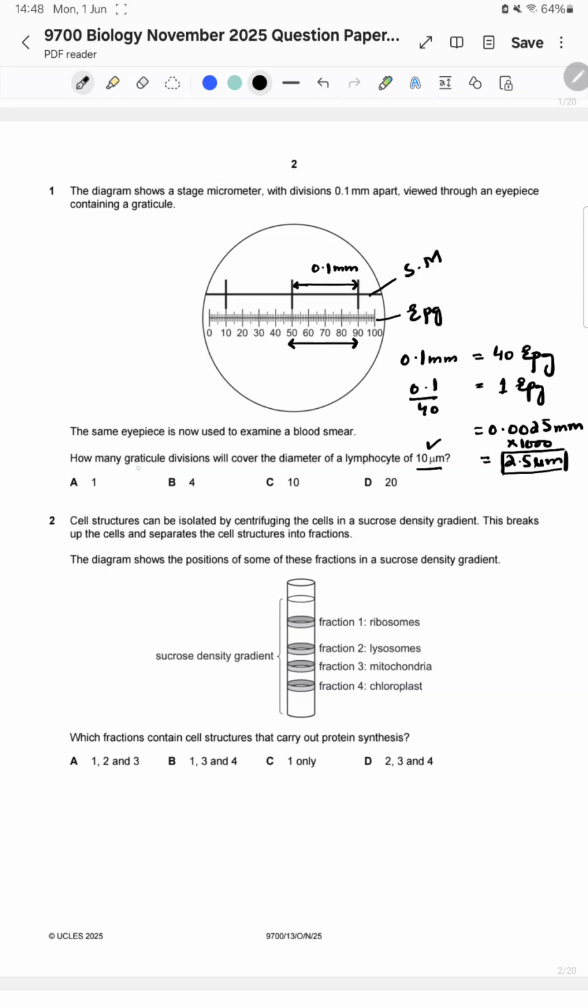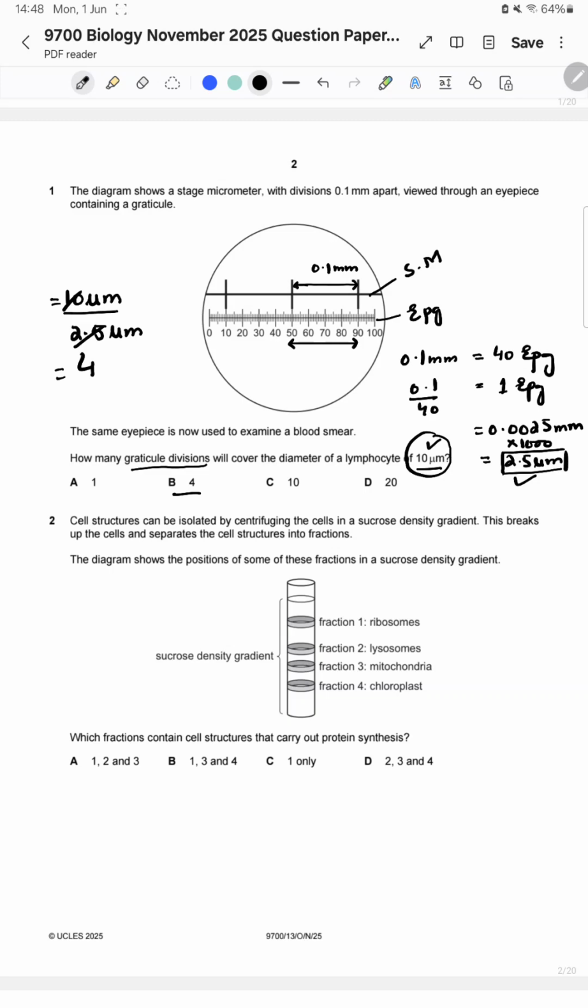Now it says how many graticule divisions will cover the diameter of a lymphocyte which has a diameter of 10 micrometer. So simple, you simply divide 10 by 2.5, which is the width of 1 graticule division. So that is going to give you 4. So 4 should be your answer.